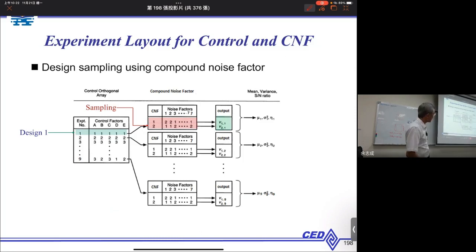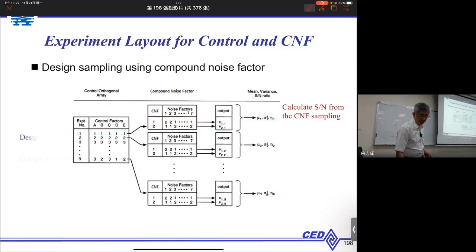Therefore, we can have 2 samples. Using these 2 samples, get the mean, standard deviation, and the SN ratio. This is how the experimental design works. Follow the similar process for the second design and continue, finish the design. You can have all the SN ratio for your control factors. The rest are the same.